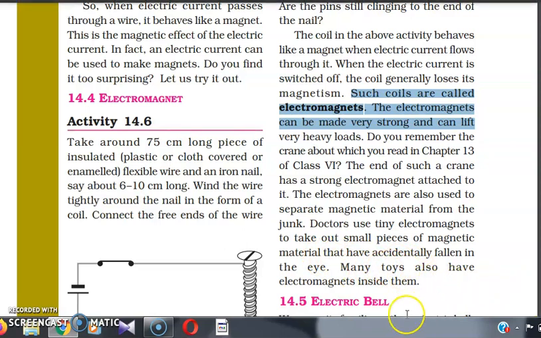The use of an electromagnet we will see in the electric bell, that we will discuss in our next class.